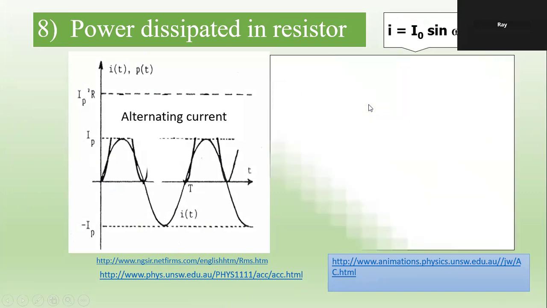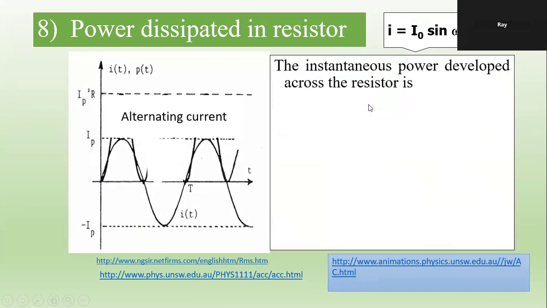Power dissipated in a resistor. The instantaneous power developed across the resistor is given by the same formula. Replace your I square with this one. So you get I naught square times R, and this is the square. That's what you do. This is your P naught.